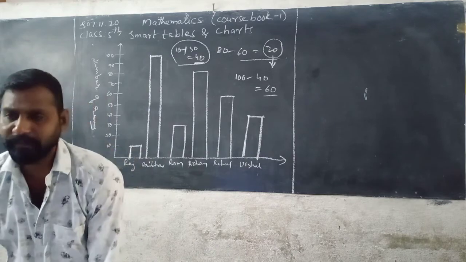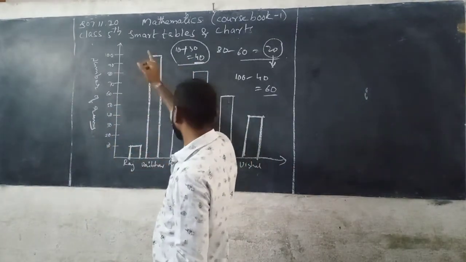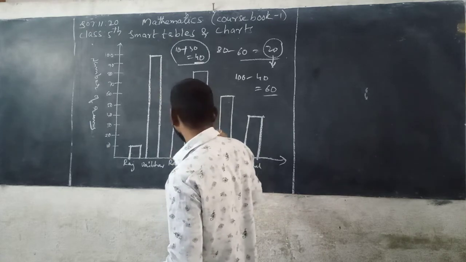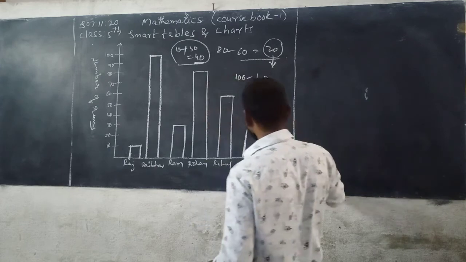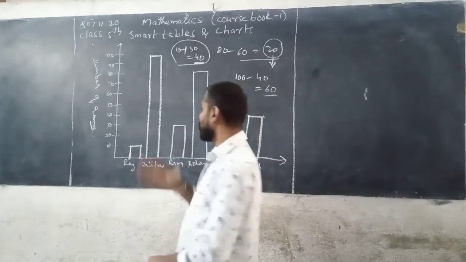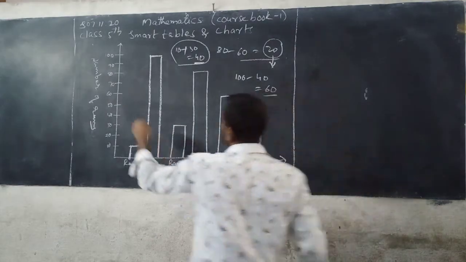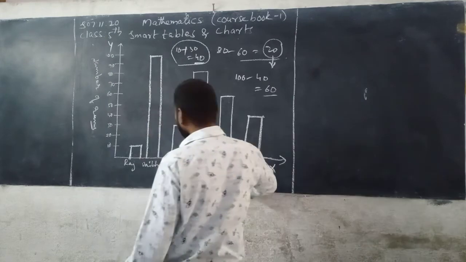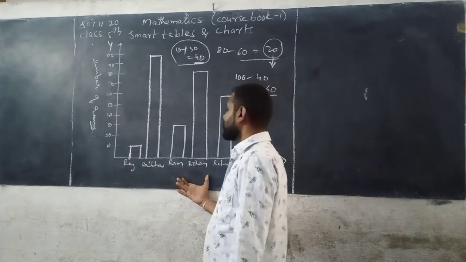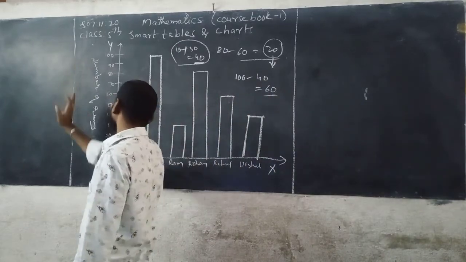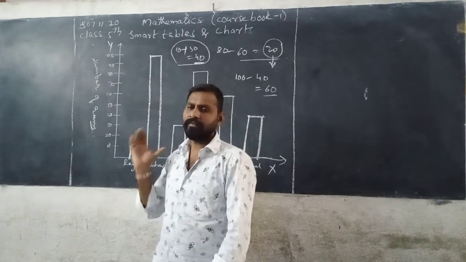See here, listen carefully. This is the bar graph. Raju scored 10, Vaibhav scored 100, and Ram 30. Next Rohan 80, next Rahul 60, next Vishal 40. This is called the horizontal axis, you can say x axis, and this is the y axis, the vertical axis. You can write the players' names on the horizontal axis and the number of runs on the vertical axis. This is the bar graph information.